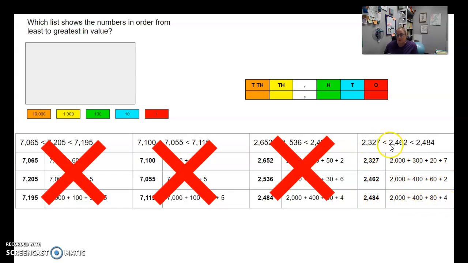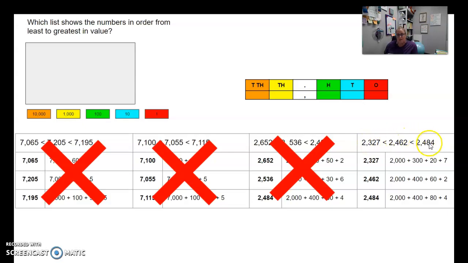Now I'm going to compare my numbers, so I'm going to look at these two numbers first. So is 2,327 less than 2,462? Well, let's compare them. 2,000 and 2,000. That doesn't really help me. 300 and 400. Those are different, so that's actually going to help me. Which one's smaller, 300 or 400? That's right, 300 is smaller. So since 300 is smaller, that means that this is my smallest number so far.